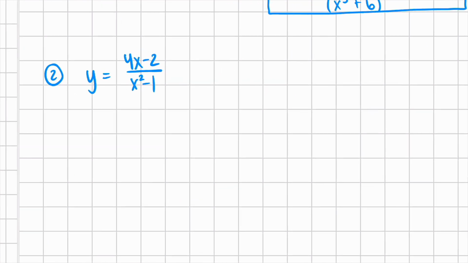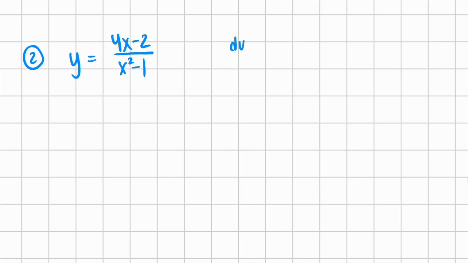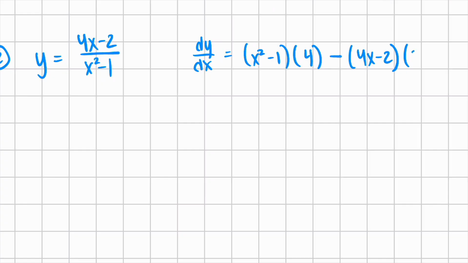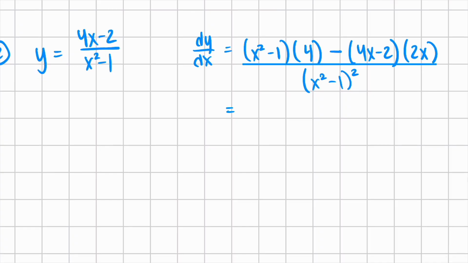Let's do some more examples. So here's our second one. I'm going to do low d high, so my low x squared minus 1. D high, my derivative of the numerator is 4, minus high, 4x minus 2. D low, derivative of the denominator is 2x. Square the bottom, and off we go. So there's my first step, and then from there we are simplifying.